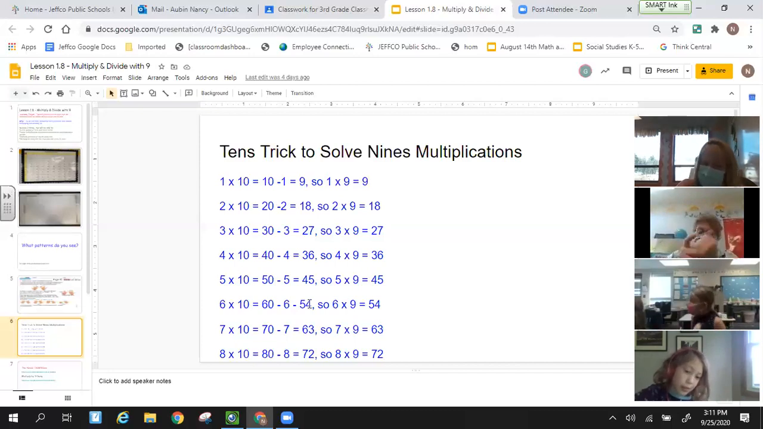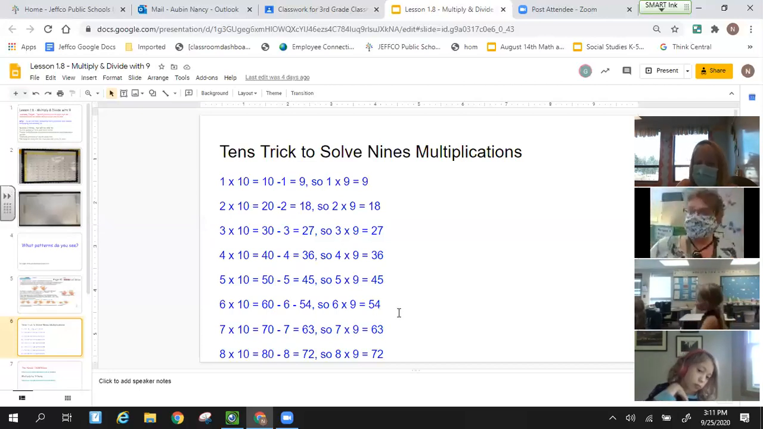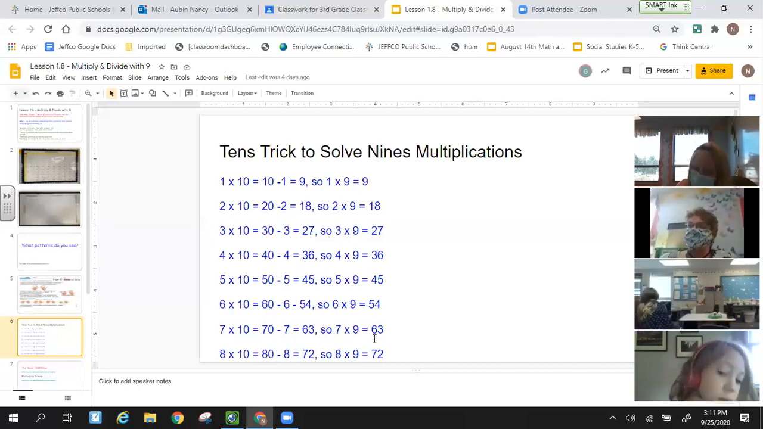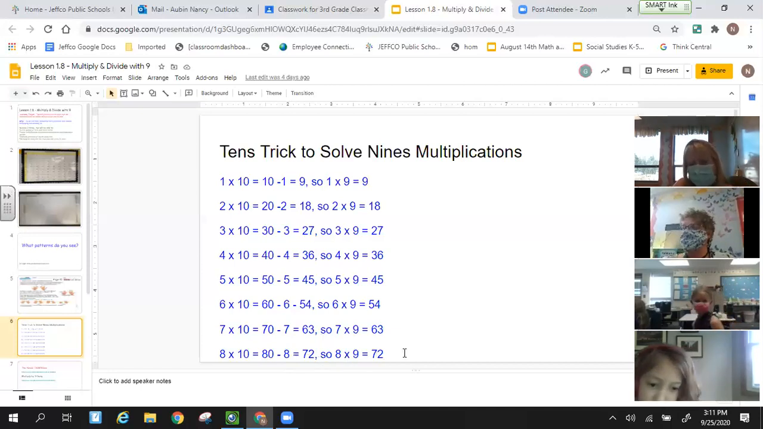And so on. 6 times 10 equals 60. Take 6 away, I get 54. 6 times 9 equals 54. And 7 times 10 equals 70. If I take 7 away from 70, I get 63. So 7 times 9 is 63. 8 times 10 equals 80, minus 8 equals 72, so 8 times 9 is 72.